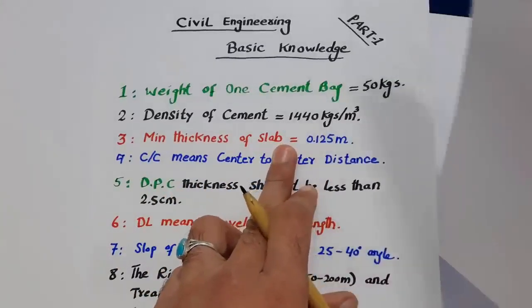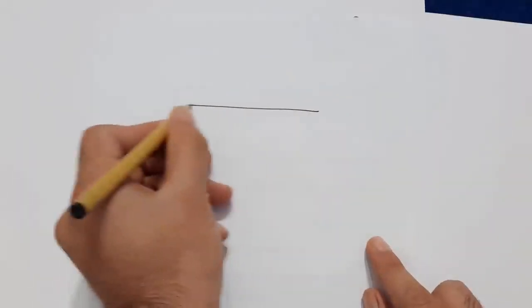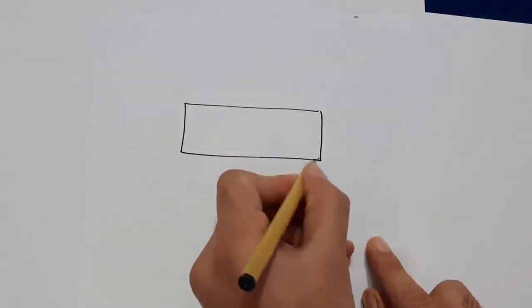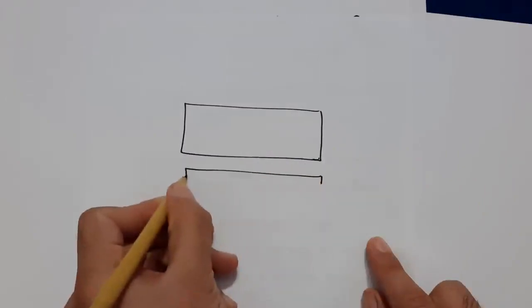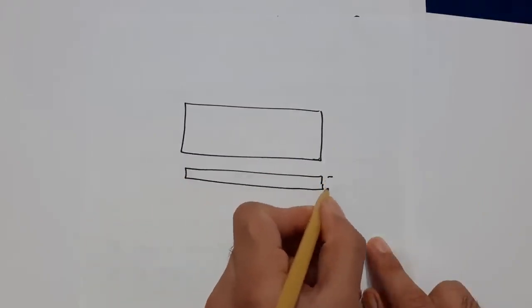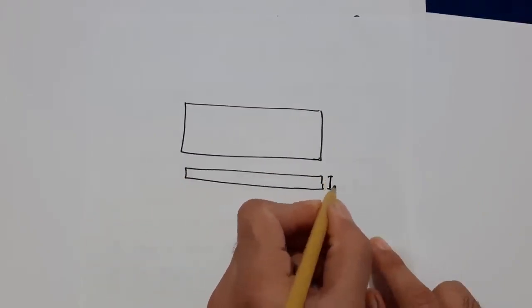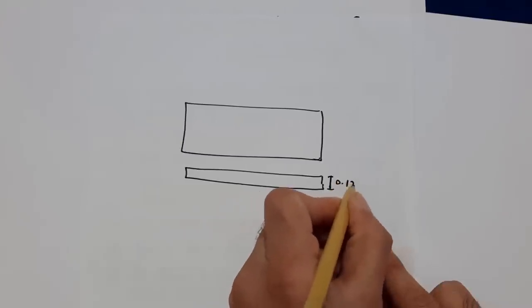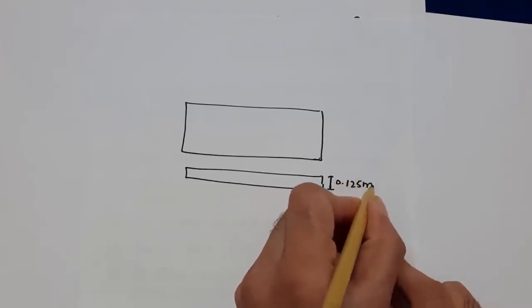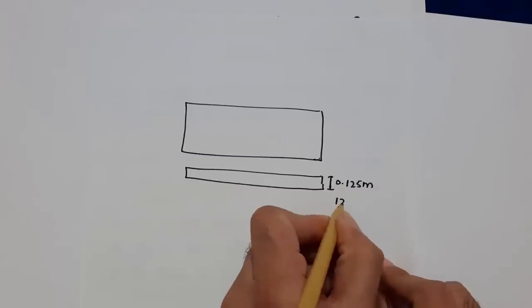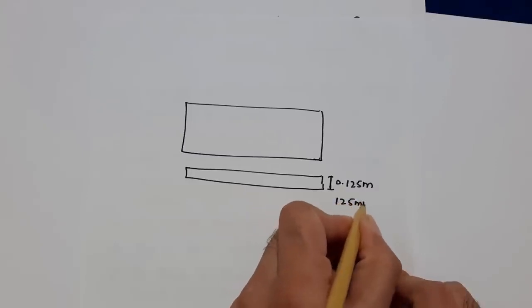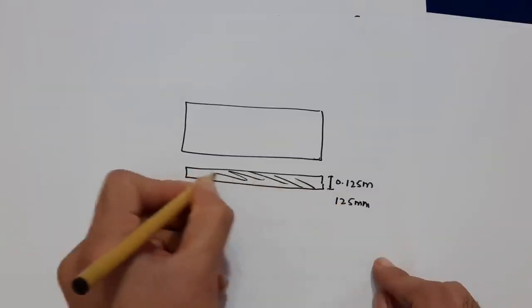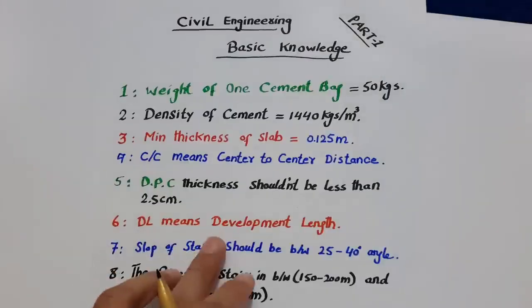Guys, you can see here, this is the top slab. And guys, you can see this is the cross section. So the thickness of the slab should be minimum 0.125 meter or 125 millimeters. Okay, thickness of slab, minimum.